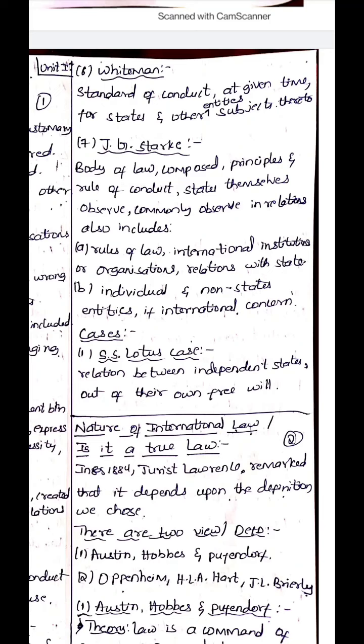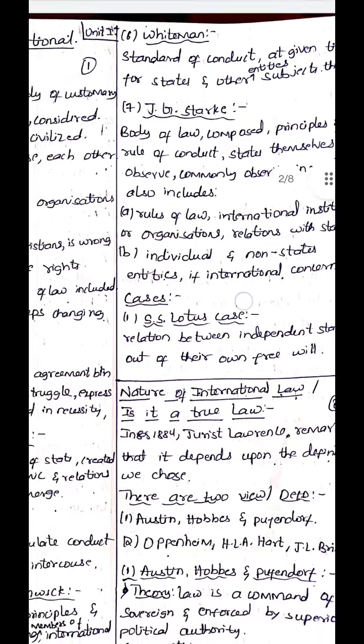The next is cases. In the S.S. Lotus case, international law was defined as the relation between independent states out of their own free will. So states have to obey international law as a relation if they want to have relations between states. In the S.S. Lotus case, it was held. So this is the first question.